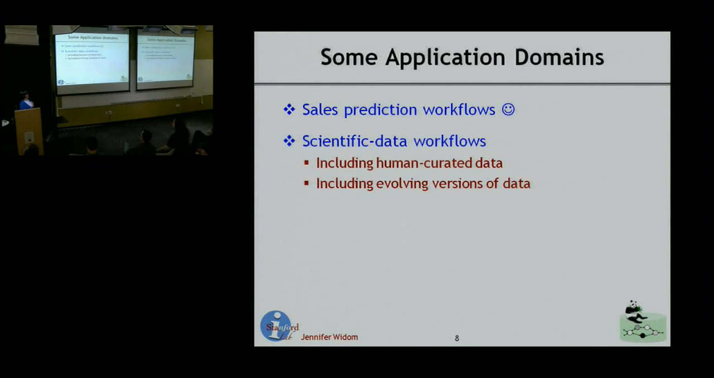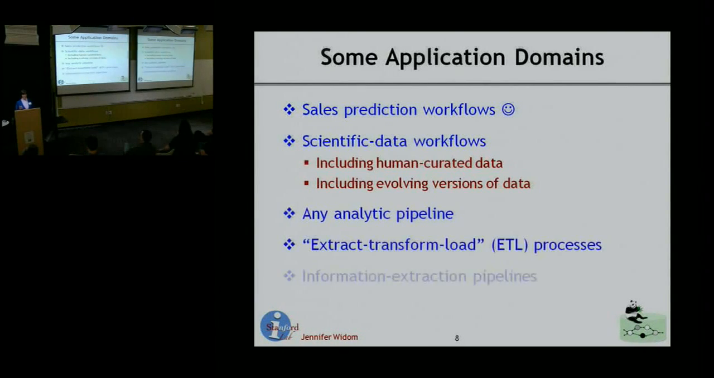And I made this slide before crowdsourcing became popular, but humans getting involved in the workflow really complicates the problem of provenance, of course. And again, evolving versions of data is pretty relevant for scientists. But pretty much any analytical pipeline can make use of provenance. ETL processes, and I know information extraction pipelines are used here and in other companies. So that's just some examples.